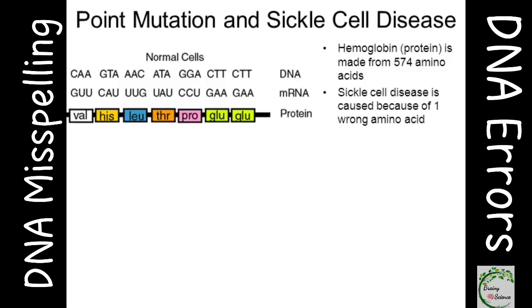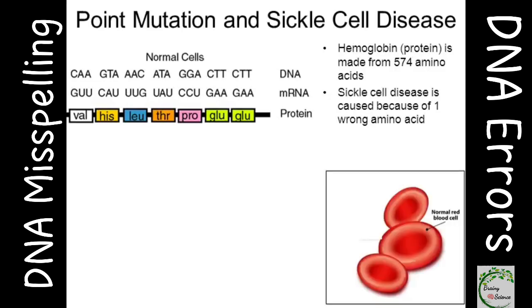The ribosome reads CAU, and that's histidine. The next one in blue is leucine, in orange it's threonine, in pink it's proline, and the last two in that kind of yellow color are glutamic acid. So this is the normal coding for people who have normal hemoglobin. And if your hemoglobin's normal, your red blood cells will look like this. Round, nice round red blood cells carrying oxygen all around your body. May you live happily ever after.